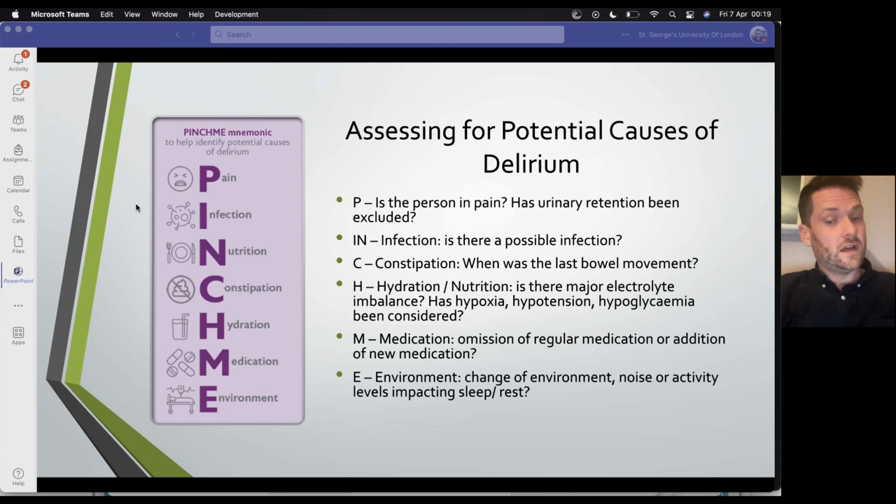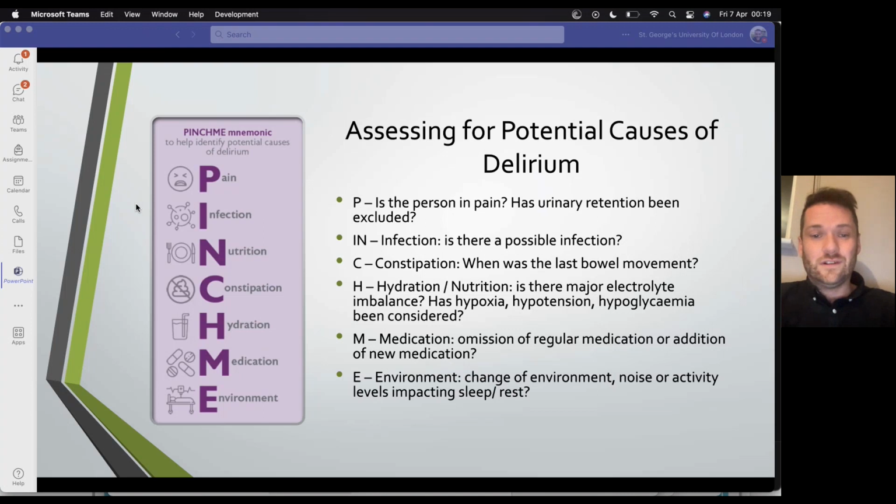Medication, so omission or addition of a new medication could also precipitate delirium. And another big one: change of environment, noise or activity. Change of environment, like I said, is huge. For example, an elderly person who normally lives in a care home develops a UTI and goes into hospital, and let's say there's bacteremia. Being in a brand new environment at night that they don't recognize, with fluorescent lighting, is a classic picture of what can lead to delirium.